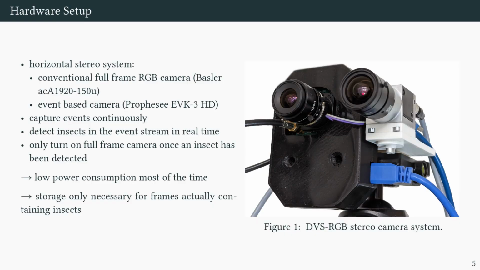Because of these properties, we implemented a stereo system comprised of a conventional high frame rate full frame camera as well as an event-based camera. Events are captured and analyzed continuously to detect insect presence in real time. Once insect presence is detected, the full frame RGB camera capture is enabled. The result is an insect camera trap with low demand for storage and power.